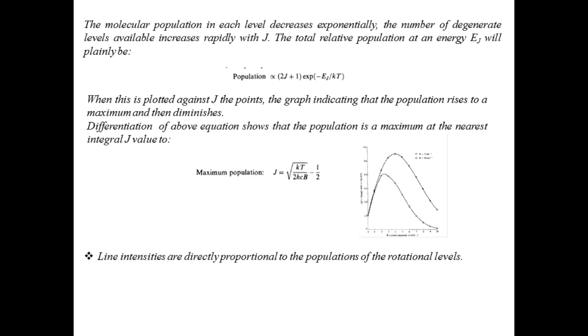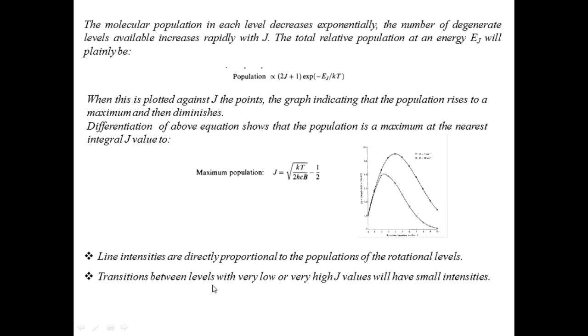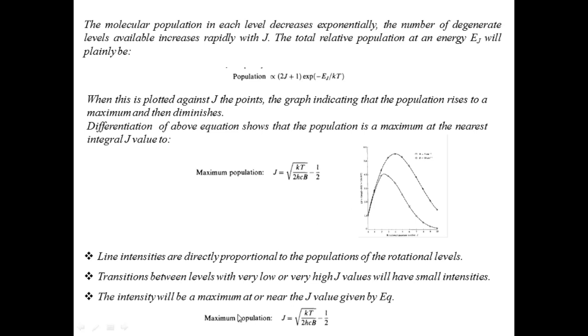Also from this graph, it is clear that the line intensities are directly proportional to the population of rotational levels. The transitions between levels with very low or very high j values will have small intensity. The intensity is maximum in between low and high j values, at or near the j value given by the expression j is equal to root of kT by 2hcB minus 1 by 2.